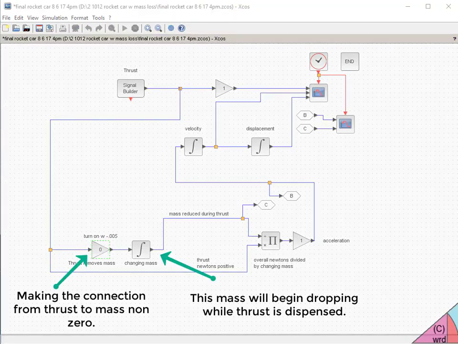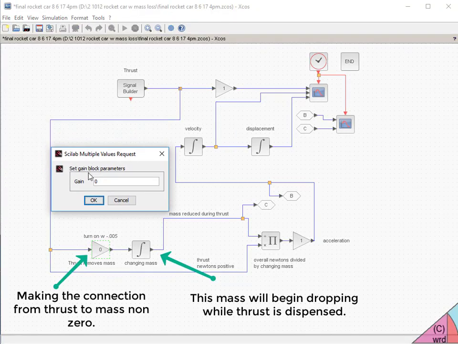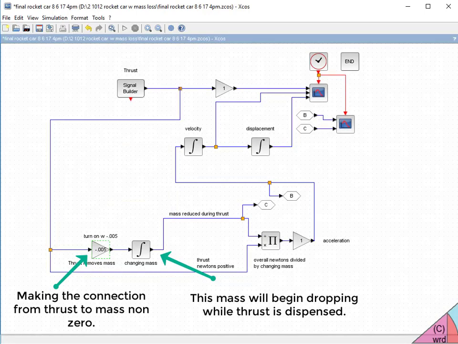Turning on loss of mass when we thrust. We will keep our nominal thrust of 600 newtons for the car. For each second of thrust, we lose some of the total sled mass. Fuel out of the tank, expelled by the engine.